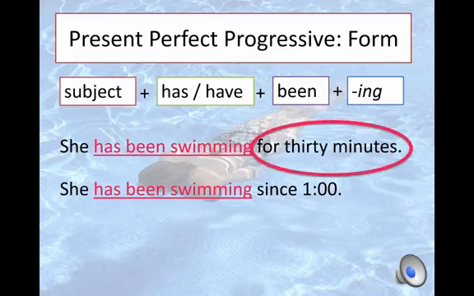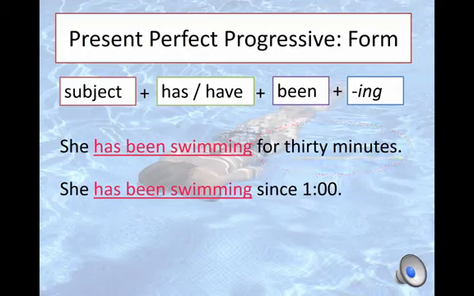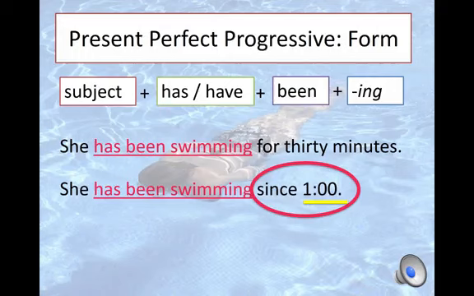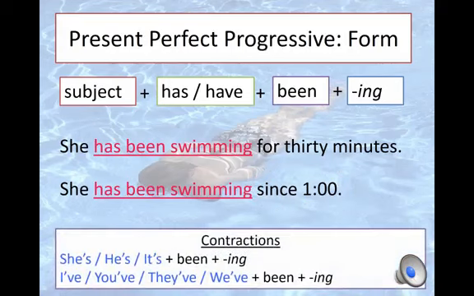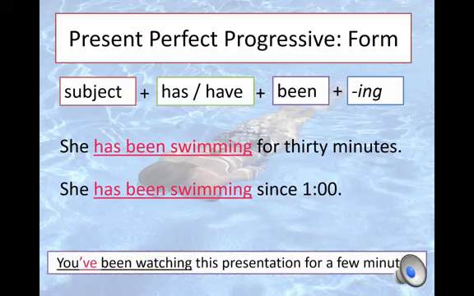We use for with an amount of time, like 30 minutes, and since with a specific time in the past, like 1 o'clock, or maybe yesterday. We can also make shorter forms of this verb tense by making contractions like she's, he's, it's, I've, you've, they've, and we've, all followed by been and ing. For example, you've been watching this presentation for a few minutes.